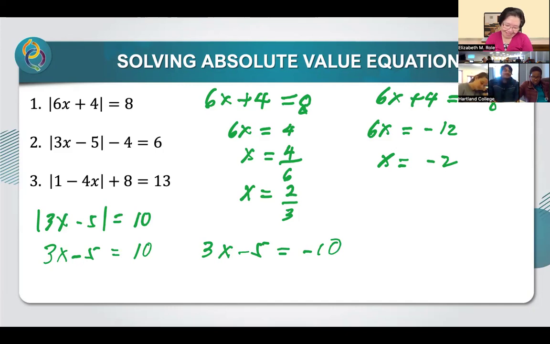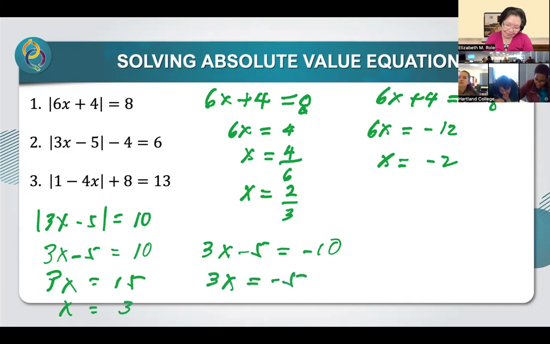So we have 3x is equal to 15. So x is equal to 5. 3x is equal to minus 5. If I transfer 5 to the other side, x is equal to minus 5/3. You need to be careful. I know some would just plug in things, or maybe instead of a plus you put a minus. So your answer should be 5 and negative 5/3 for number 2.